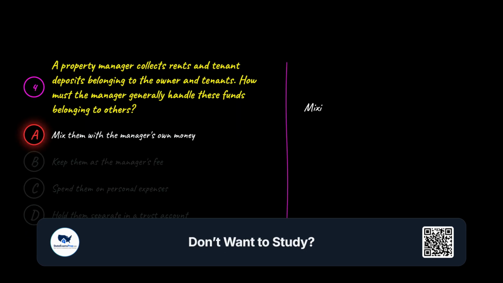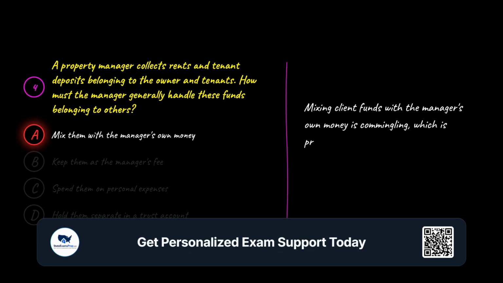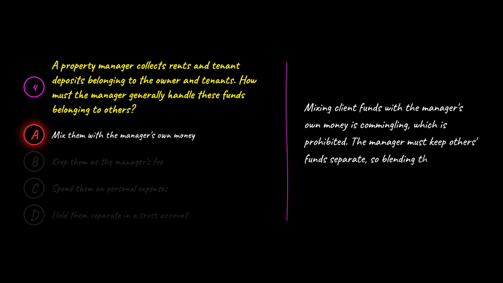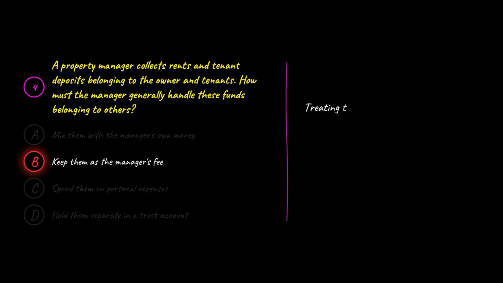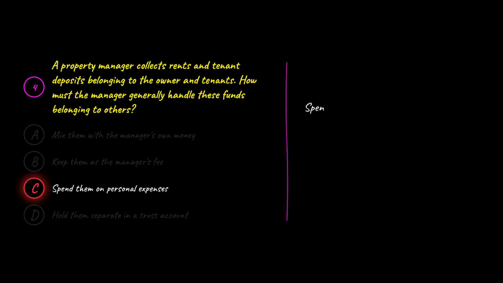A is wrong because mixing client funds with the manager's own money is commingling, which is prohibited. The manager must keep others' funds separate, so blending them into personal accounts violates the duty. B is wrong because treating tenant and owner funds as the manager's fee is conversion, a serious breach. These funds belong to others and must be held in trust, not claimed as the manager's compensation. C is wrong because spending client funds on personal expenses misuses money that belongs to others.